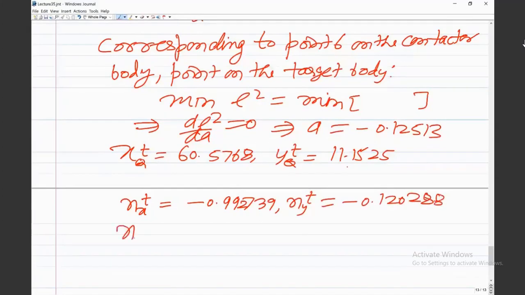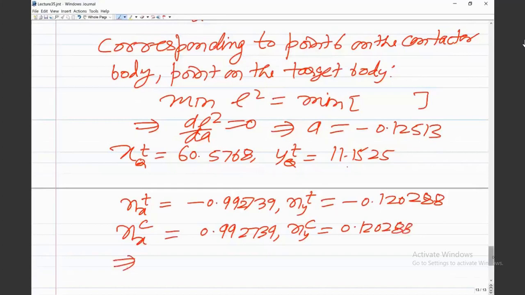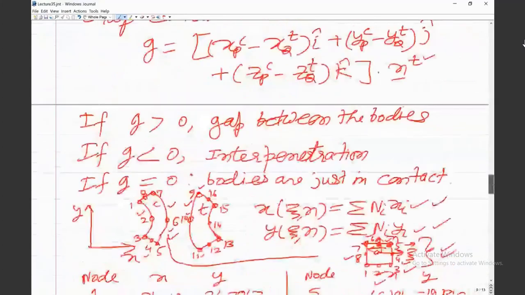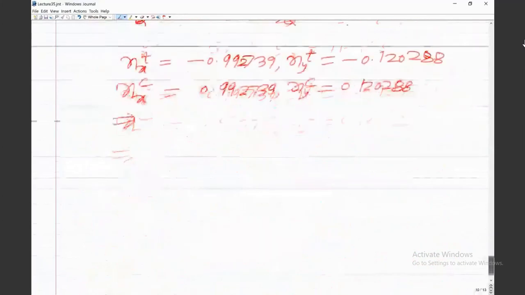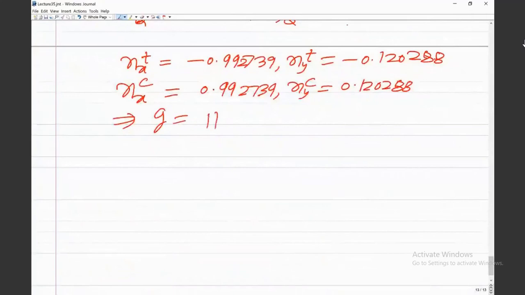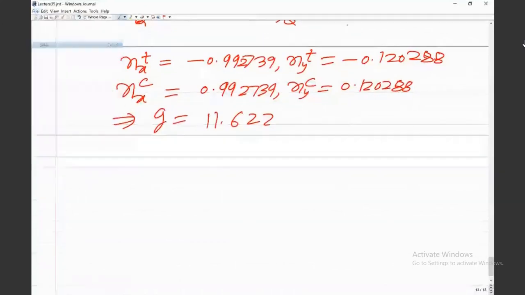And similarly at point 6, the normal to the contactor nxc component is coming out as, it is going to be opposite of this, so 0.992739, and nyc will be 0.120288. And from this, if you do the gap calculation using this formula, which I have listed over here, you would see finally the gap g comes out as 11.622. So yeah, I think I want to stop here, and if you have any doubts and questions, you can ask.